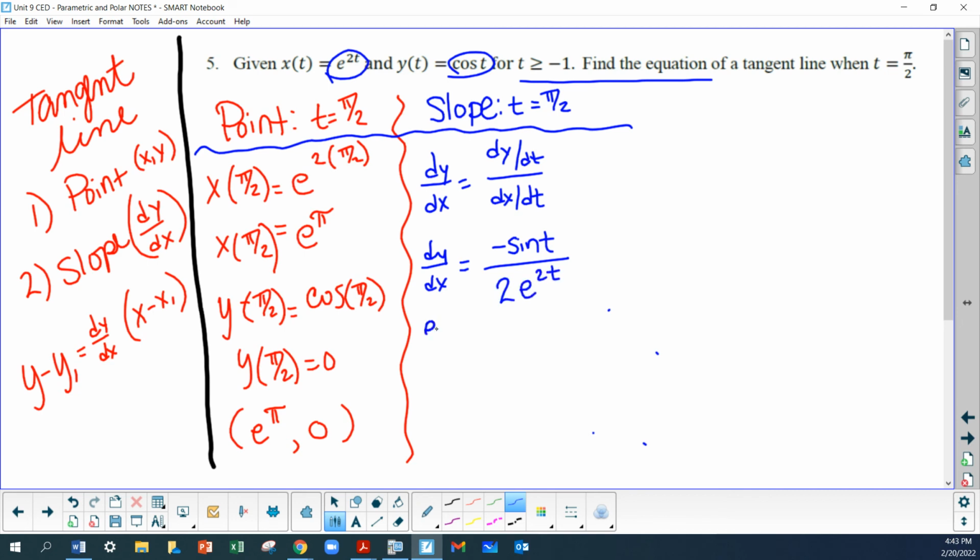Now let's evaluate our derivative dy dx, evaluated when t equals pi over 2, gets us negative sine pi over 2, and then 2e to the 2 times pi over 2. Looks like on top, knowing our unit circle, sine of pi over 2 is a 1, so we'll have a negative 1 on top. On bottom, we'll have a 2e to the pi.